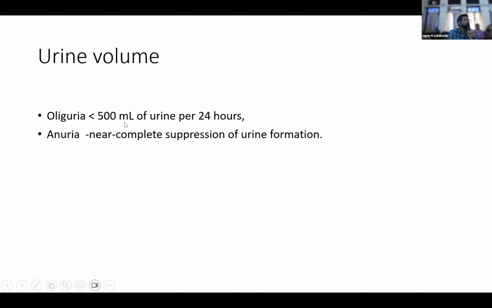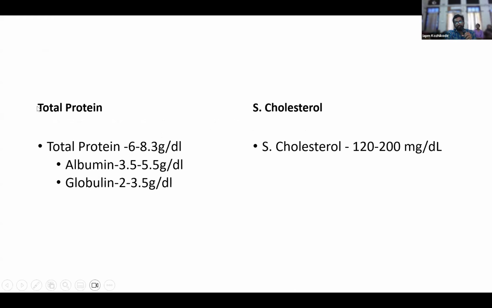Another factor is the urine volume. Whenever the urine volume is less than 500 ml, you are going to call it oliguria. Anuria, some call it near complete absence of urine, or some call it less than 100 ml. Different definitions are there. Serum total protein: normal is 6 to say 8.3 or 8.5 grams, albumin 3.5 to 5.5, and globulin 2 to 3.5.